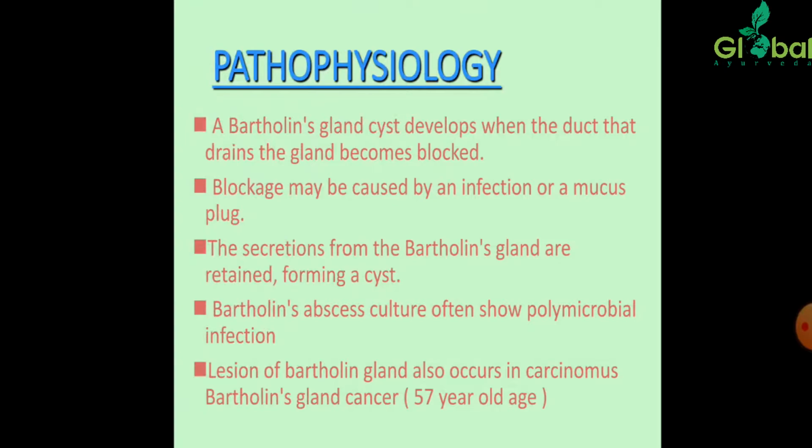Pathophysiology. A Bartholin's gland cyst develops when the duct that drains the gland becomes blocked. Blockage may be caused by an infection or a mucus plug. The secretions from the Bartholin's gland are retained, forming a cyst. Bartholin's abscess culture often shows polymicrobial infection. Lesions of the Bartholin gland also occur in carcinomas, Bartholin's gland cancer.